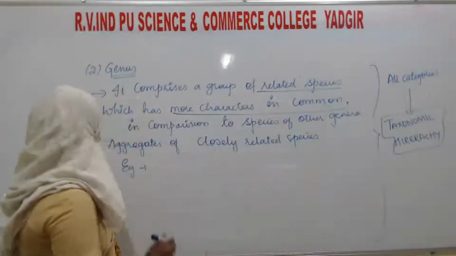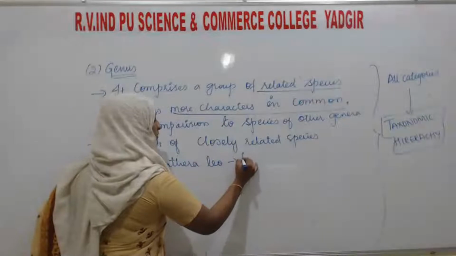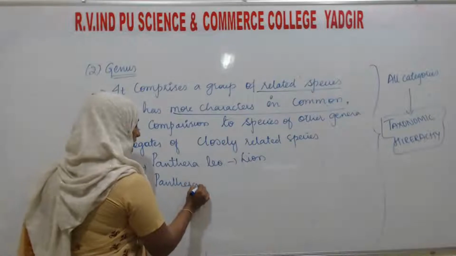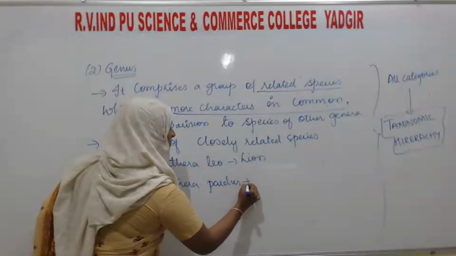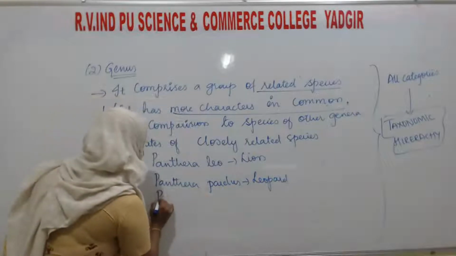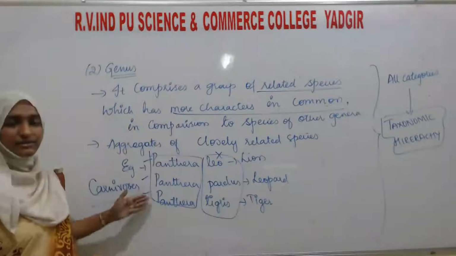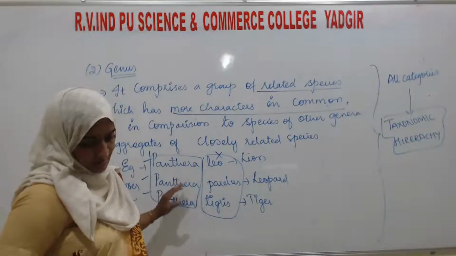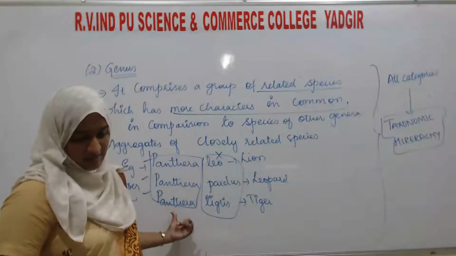Here you see, Panthera leo. That means the lion. Okay, Panthera pardus. That means the leopard. Okay, Panthera tigris. Panthera panther. So here all of the species are common due to some common features. They have been considered under the same genus, that is the Panthera.